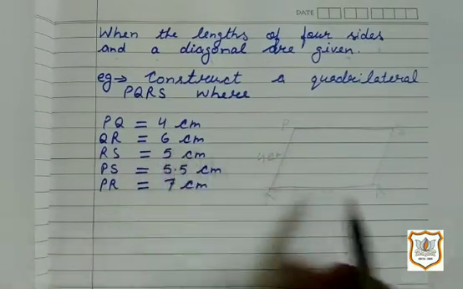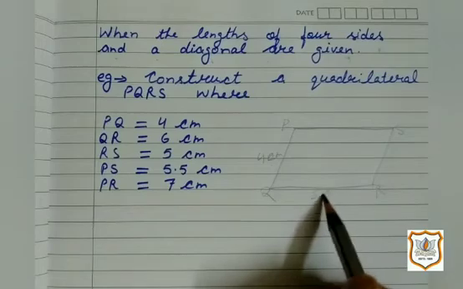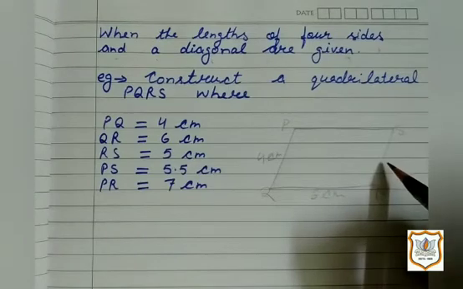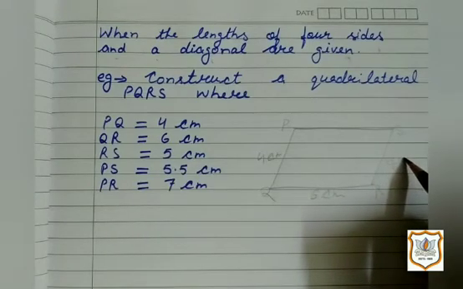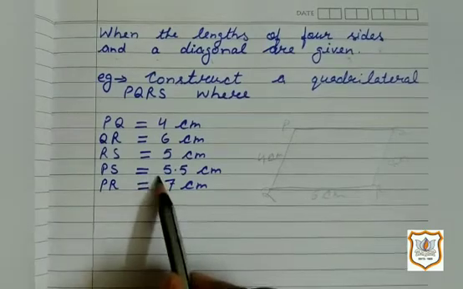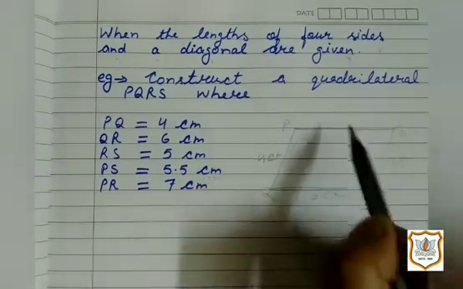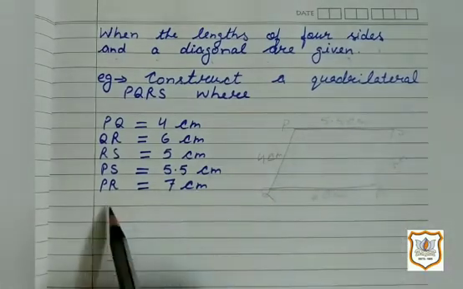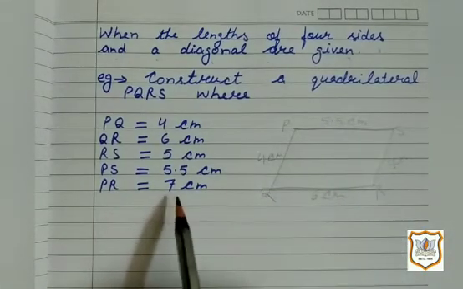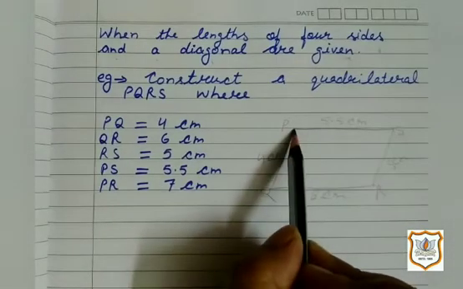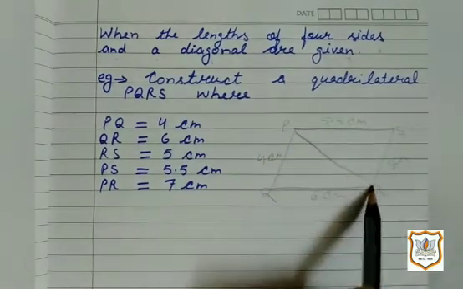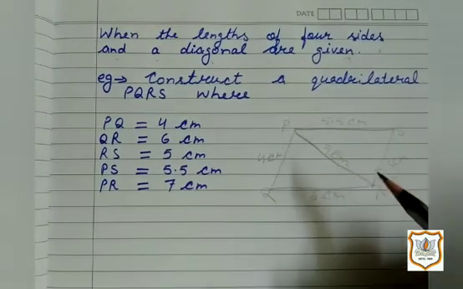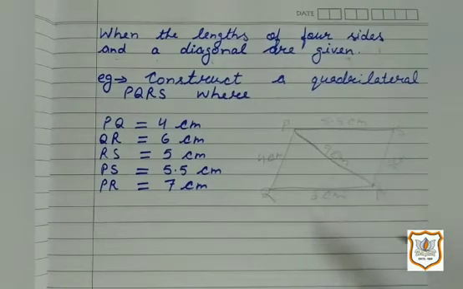QR is given 6 cm, so we write 6 cm here. And RS is equal to 5 cm, so we write 5 cm here. And PS is equal to 5.5 cm, so we write 5.5 cm here. And PR is equal to 7 cm. So students, this is PR. This is 7 cm. Clear students? So your rough sketch is ready.